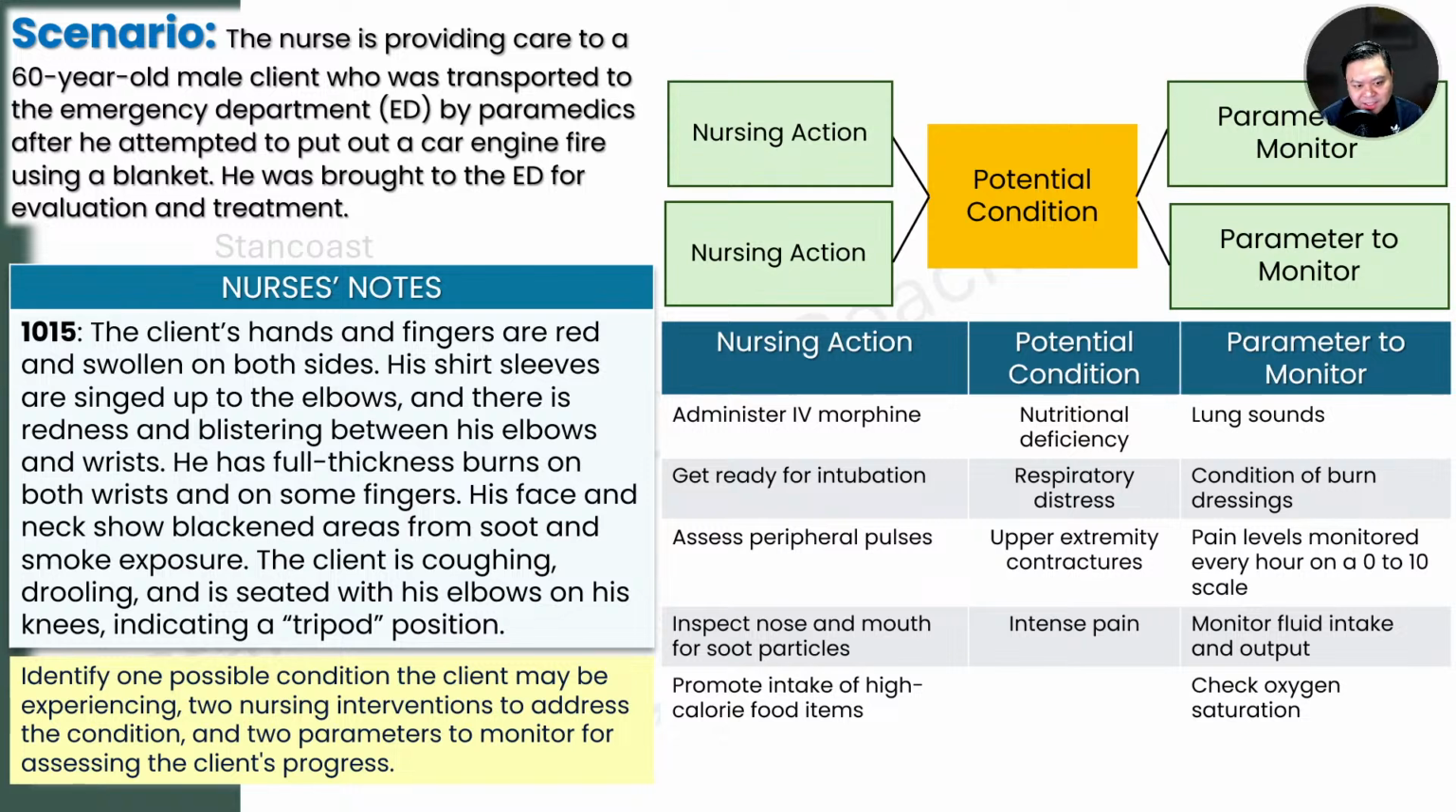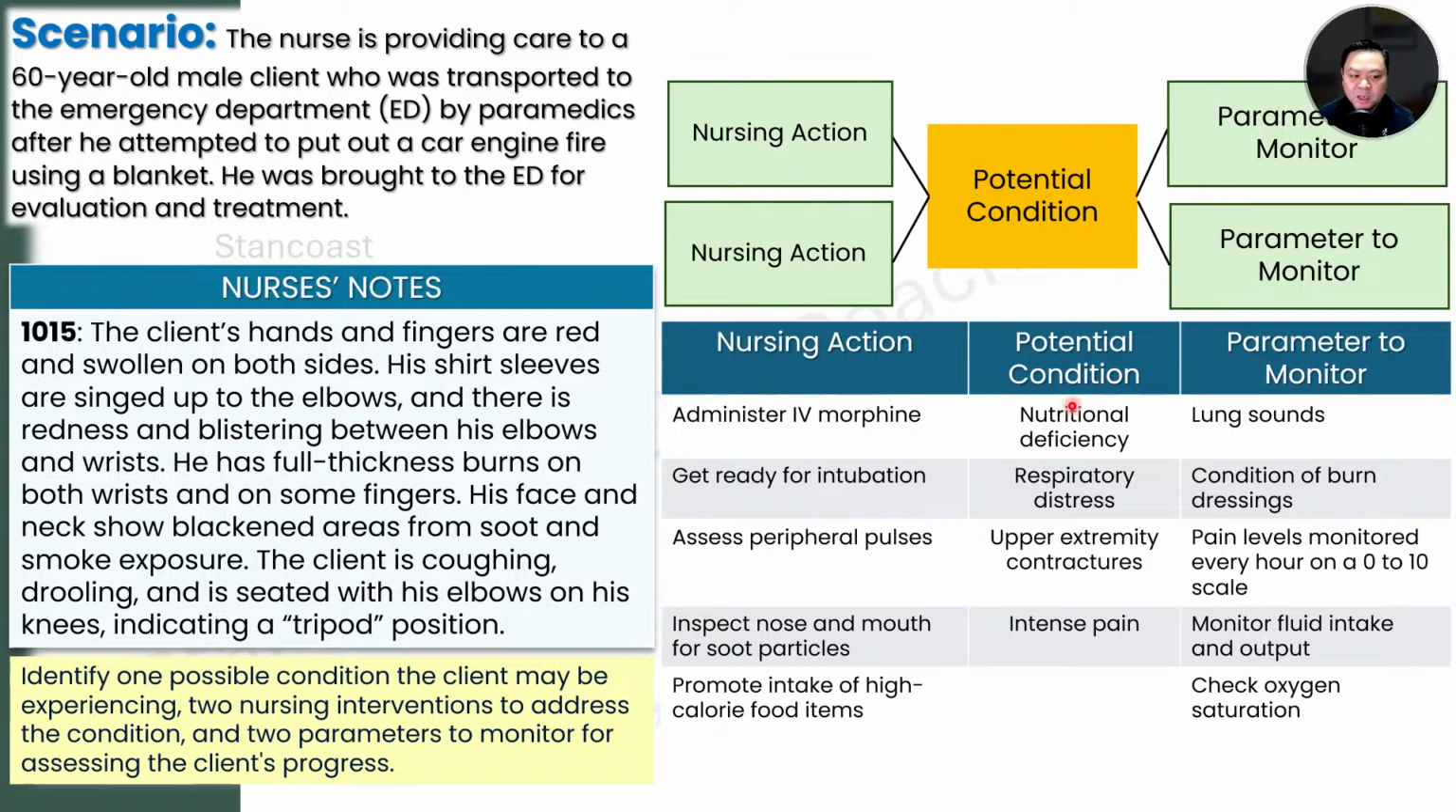Now, your task here is to identify one possible condition the client may be experiencing, two nursing interventions to address the potential condition, and also to select two parameters to monitor for assessing the client's progress. So we do have a bow tie type of question here. This is what you're going to see in the exam. You're going to have that main well at the center, which you're going to be asked about the potential condition.